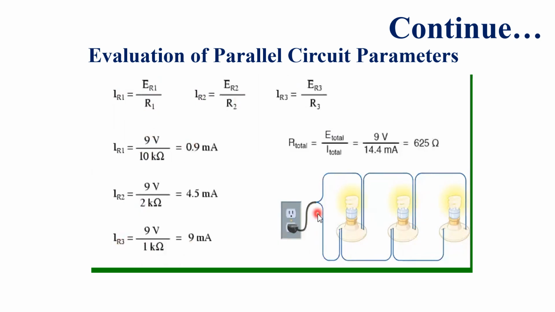If we want to find out the total resistance across these paths, first bulb, second bulb and third bulb, how much resistance these bulbs contain, then we will find this resistance by using this formula: R total equals E total divided by I total, which equals the 9 volts, which is the battery voltage, divided by the total current. The summation of all these currents is basically equal to 14.4 milliampere. So dividing this, we will get 625 ohm resistance, which is basically the resistance of this circuit.